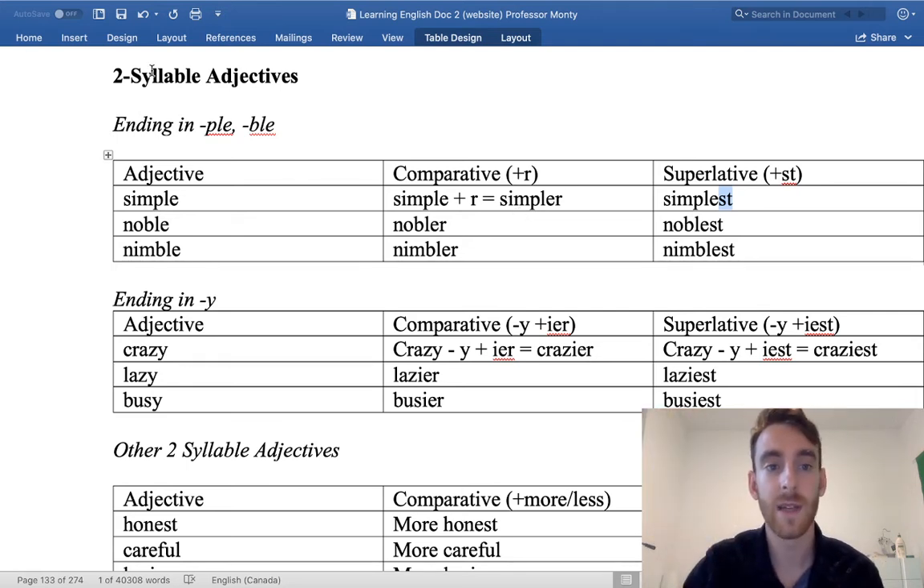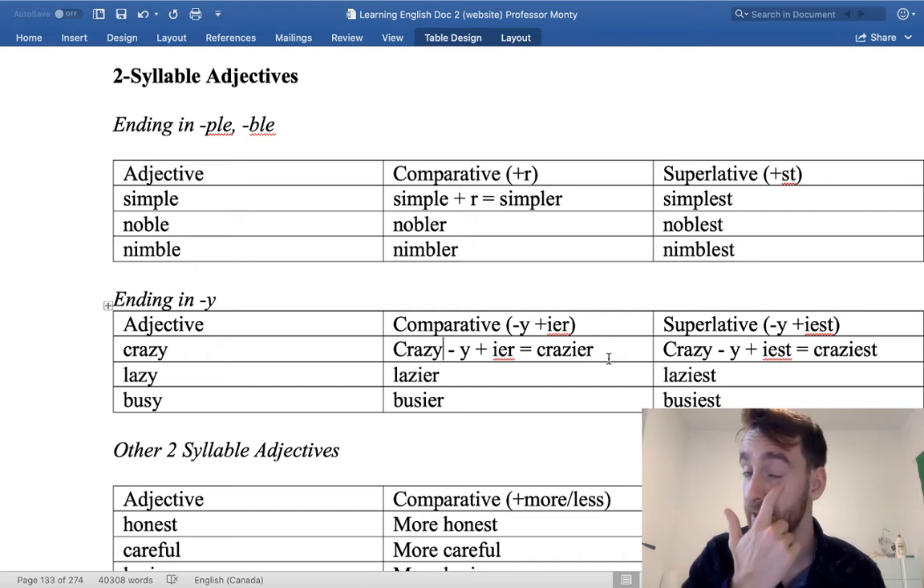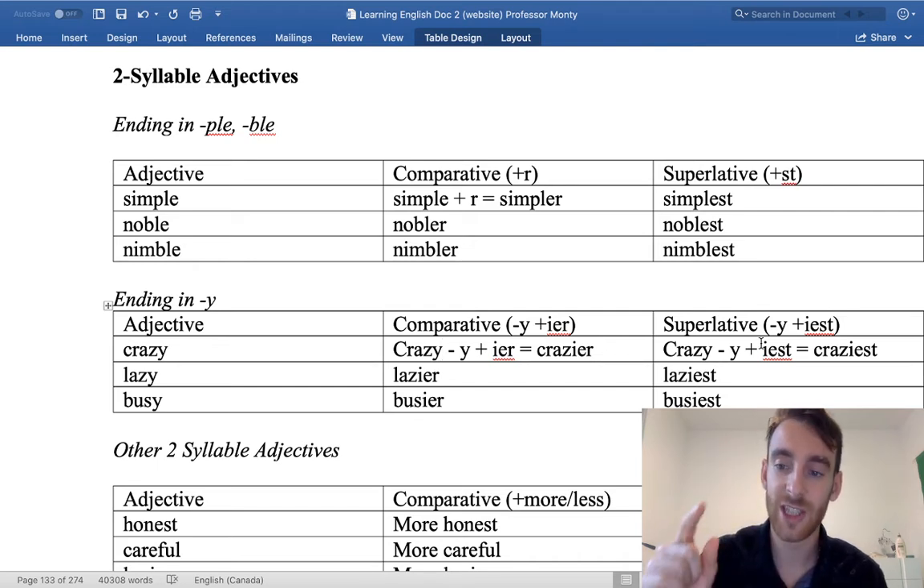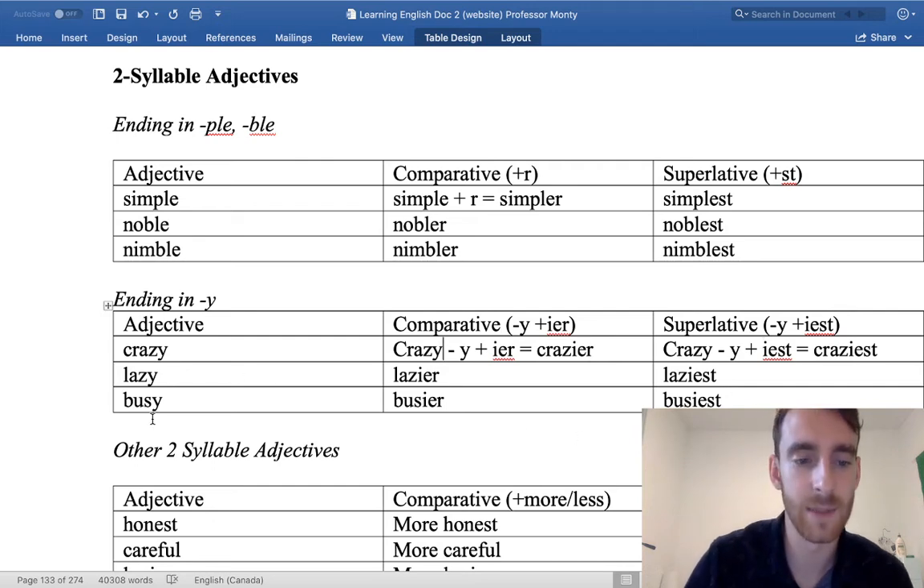So if a 2-syllable adjective ends in Y, though, we need to subtract that Y, add IER. So it becomes crazier with IER. Get rid of that Y, right? Add IER. So it becomes crazier. He's crazier than you. Or she's the craziest girl I know. Okay, the same thing with lazy and busy, they end in Y. Okay.